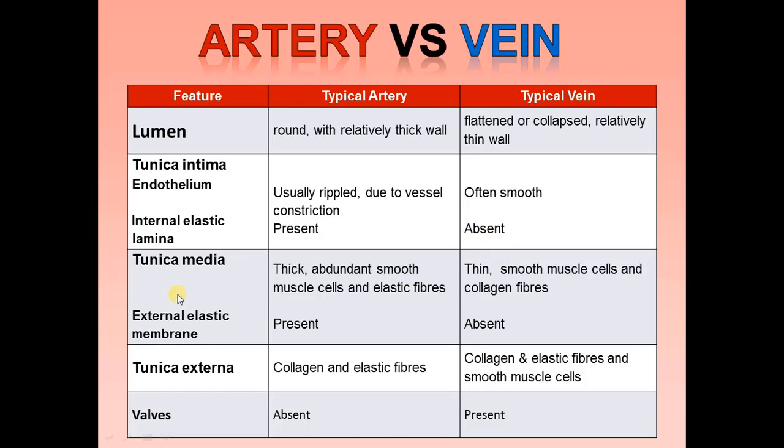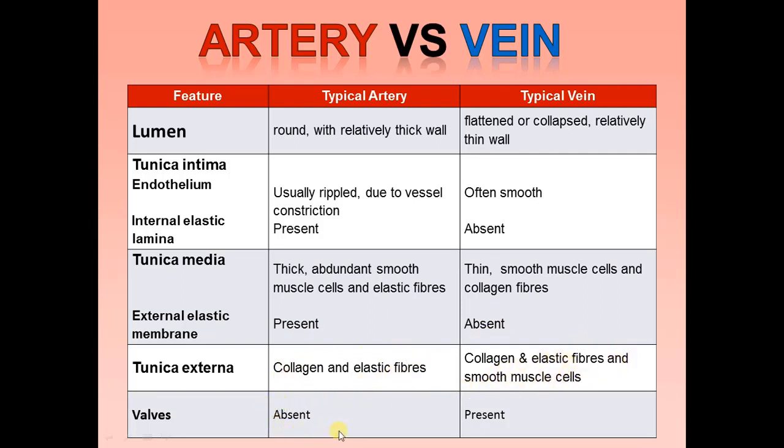Tunica media is thick with abundant smooth muscle and elastic fibers. Here smooth muscle fibers are very sparsely distributed and collagen fibers are present instead of the elastic fibers. External elastic lamina is present in arteries and here it is absent. In the tunica externa you have collagen and elastic fibers. Apart from that, in large veins you also see smooth muscle fibers.